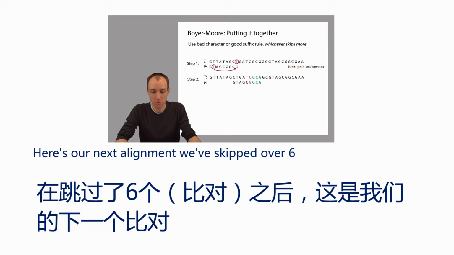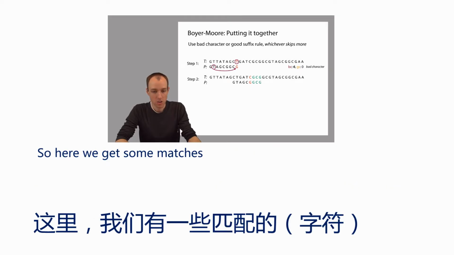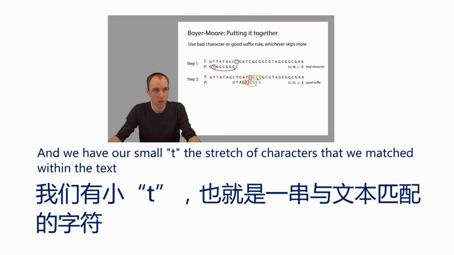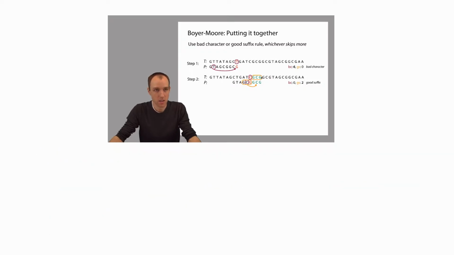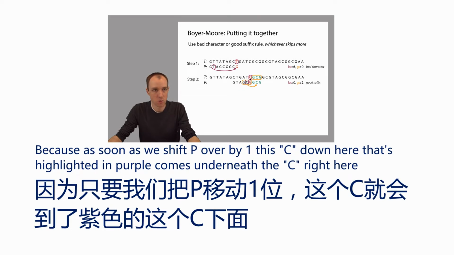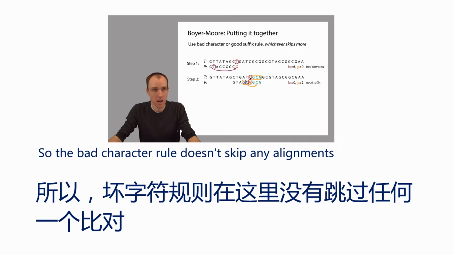Here's our next alignment. We've skipped over 6. So here we get some matches. We have our mismatched character here, and we have our small t, the stretch of characters that we matched within the text. If we use our bad character rule, it's going to tell us that we can't skip any alignments, because as soon as we shift P over by 1, this C down here that's highlighted in purple comes underneath this C right here. So the bad character rule doesn't skip any alignments.